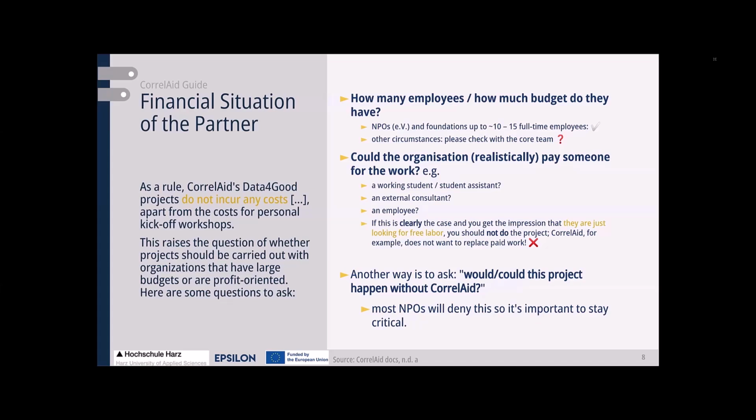And then we come to the second question: is the organization you're trying to help realistically able to pay someone for the work? Normal contracts could be a working student contract, an external consultant contract where you get paid for the several days you work, or that you become an employee. If they are able to pay for the work, you should ask yourself, why don't they pay the money to some professionals? Why are they interested in working with you?